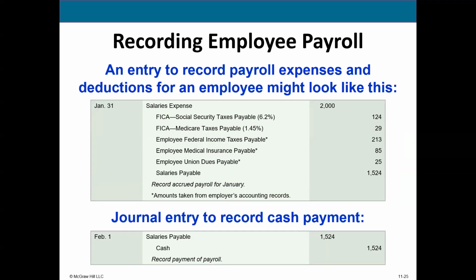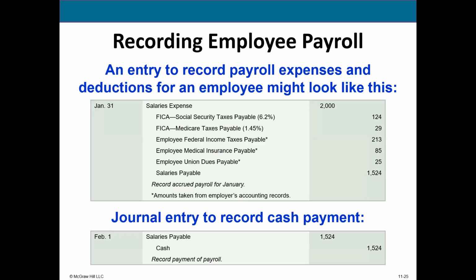So the first thing we do is we debit the gross pay. So debit salaries expense for the employee's gross pay amount. In this case, $2,000 in this example. Then we credit all of the deductions. Okay, so first thing we credit Social Security tax at 6.2%, Medicare tax 1.45%, employee federal income tax, the medical insurance payable, union dues payable, and then what's left over is the net pay, which is salaries payable.